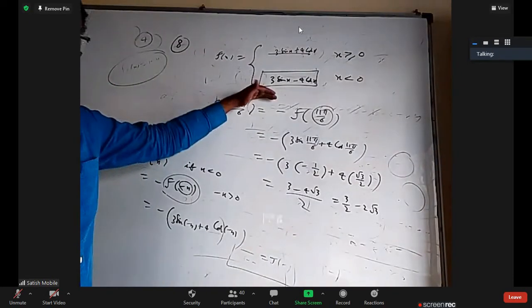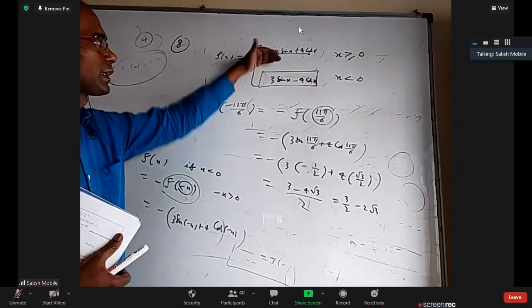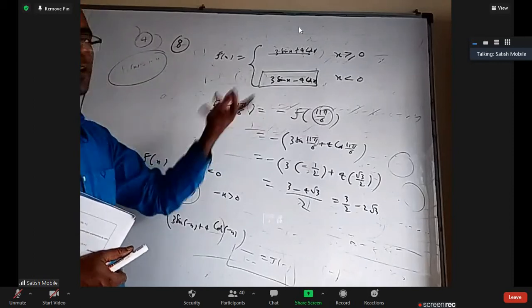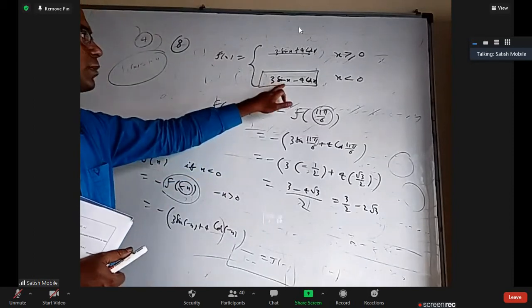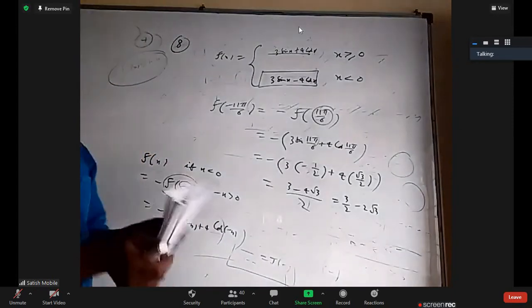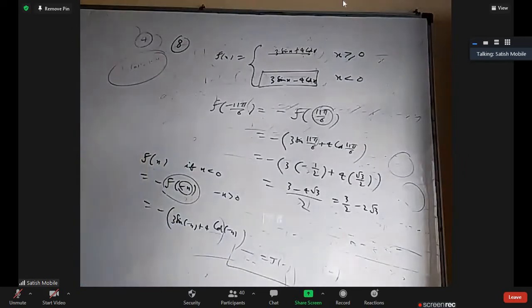So this, in fact, in MSET one time they asked a question like this. They gave this, they asked what is this? If somebody can find like this, and now if you want f of minus 11 pi by 6, straight away put minus 11 pi by 6 here and you will get the answer. Either way is okay.